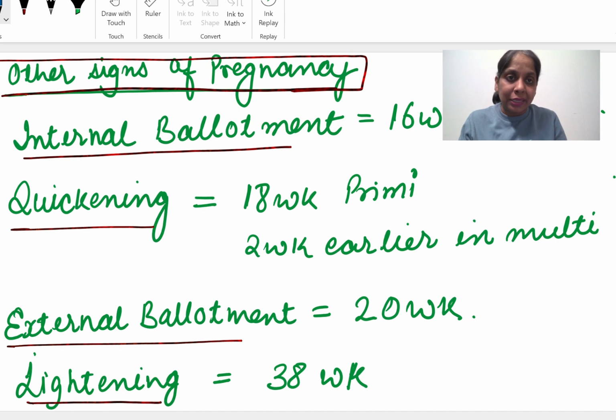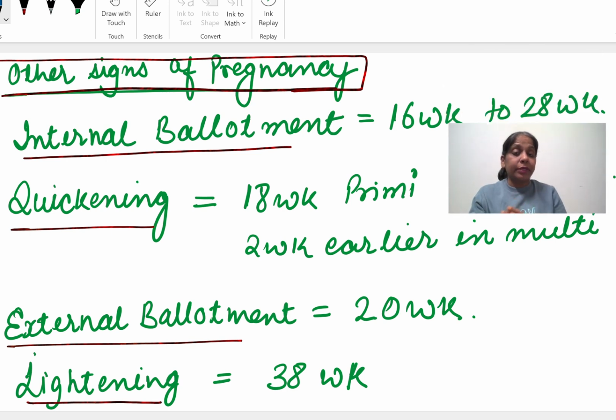But what are the other signs of pregnancy, other than the early pregnancy signs? Okay, so one is internal ballottement. What is internal ballottement? It means that when we do a PV, we put two fingers in the anterior cervix. For example, this is the vagina, and here is the cervix.